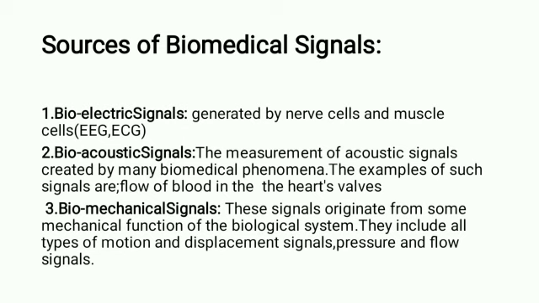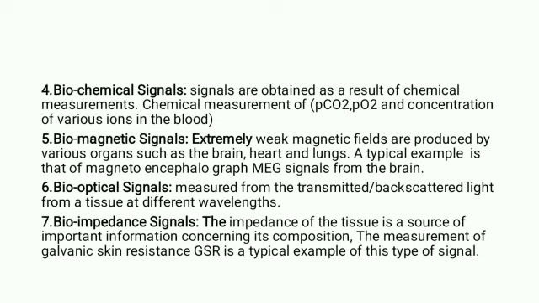The first one is bioelectric signal. These signals are generated by nerve cells and muscle cells. Example, EEG, ECG. Bioacoustic signal. The measurement of acoustic signal is created by many biomedical phenomena. Biomechanical signal. These signals originate from some mechanical function of the biological system. Biochemical signal. These signals are obtained as a result of chemical measurement.